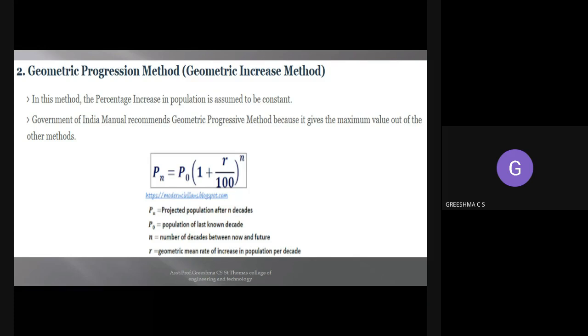The city is new, so we use this method, the geometric increase method, or geometric progression method. This is mainly used for a newer city where the population is growing at a faster rate. Here Pn indicates the projected population, P0 is the known population of the last decade, and n is again the number of decades.